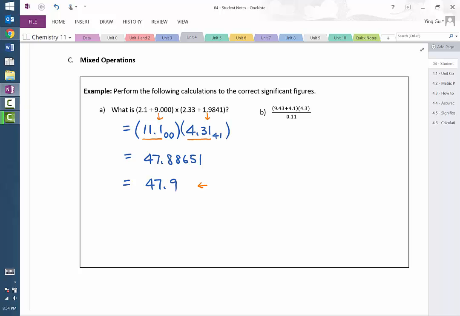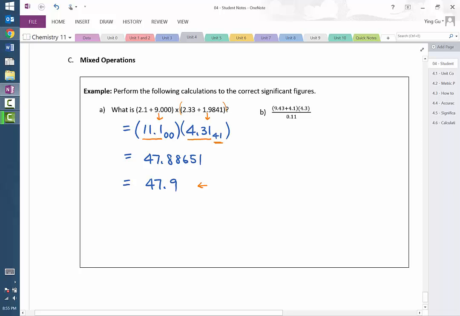And that is important. If you were to simply go 11.1 times 4.31, you would have gotten 47.8. And you would have lost half a mark on being inaccurate. Okay? The reason why I write these numbers very small is to remind myself that from the bracketed operation, that 41 is not significant, so I write them small. I still punch them into my calculator though.